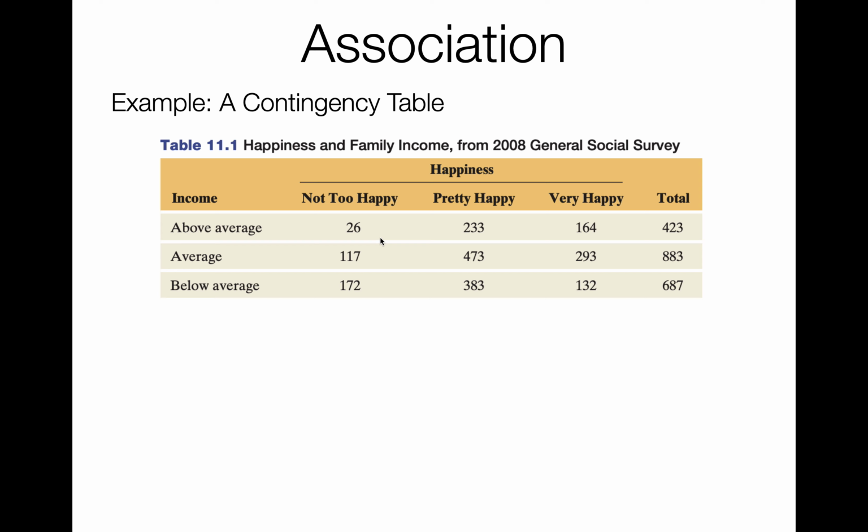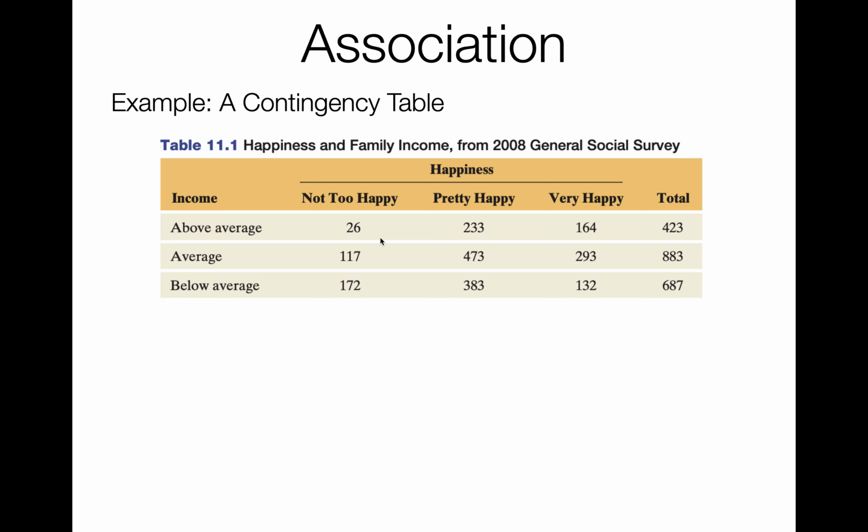If you are rich, then you're probably going to be happy. And if you are poor, that's probably going to affect your happiness. Now, of course, that's not always true, but we're not looking at single cases. Statistics is interested in the behavior of a group as a whole.